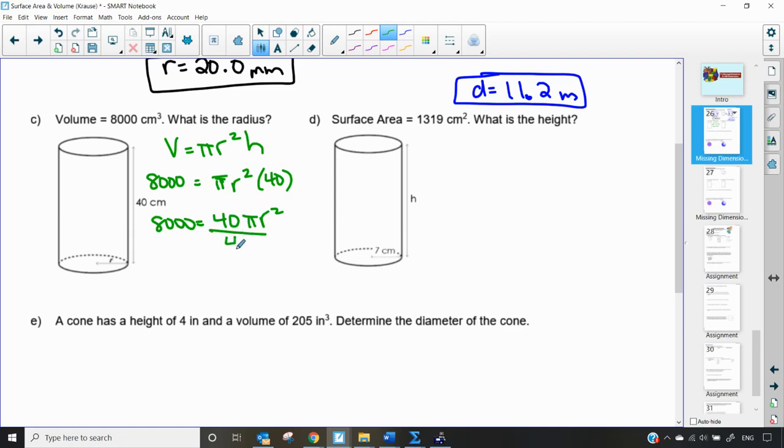We're going to be dividing by 40 pi. Again, remembering our brackets. That gives us r squared equals 63.66. We're going to square root both sides. And r equals 8.0 centimeters.